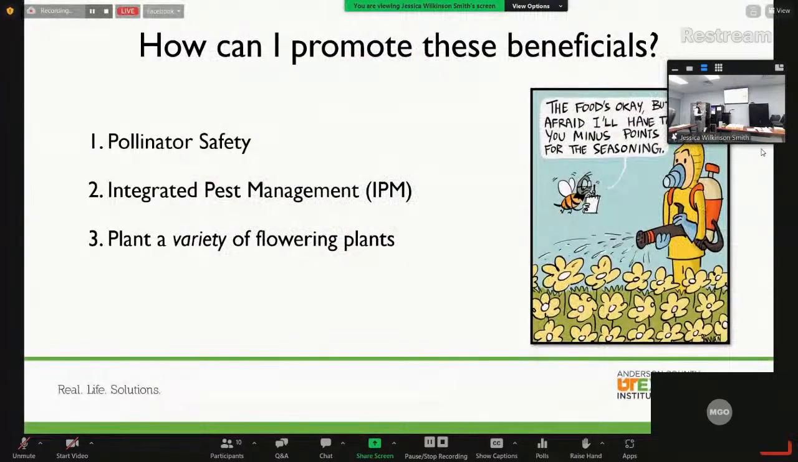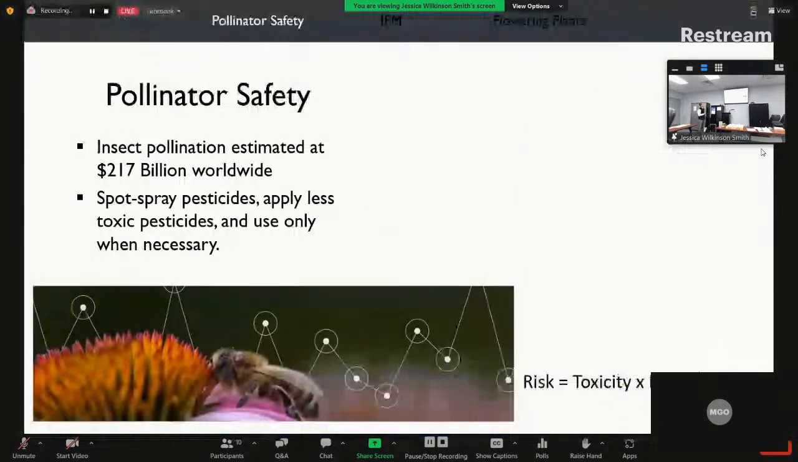Okay, so how do I promote these beneficials? And then we'll wrap up. There's plenty of time for questions here. Three things I'm going to go through here: pollinator safety, where we're not spraying when it's windy, we're spraying with the right product, and we've identified the right pests. IPM is all included in that, and then a diversity of flowering plants.